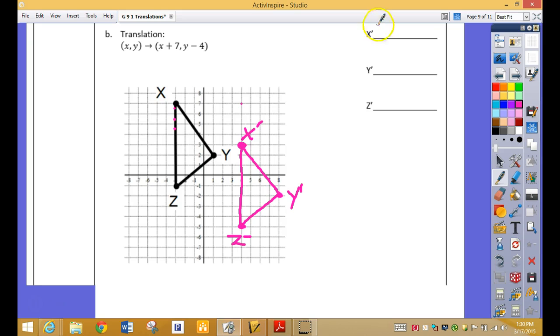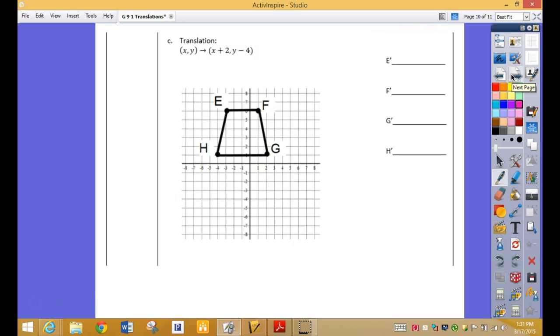What are my new ordered pairs using parentheses? Not comma. What's my new x? 4 and 3. What's my new y? 8, negative 2. Perfect. And what is my new z? 4, negative 5. All right. Same thing on here, only there's 4 points.